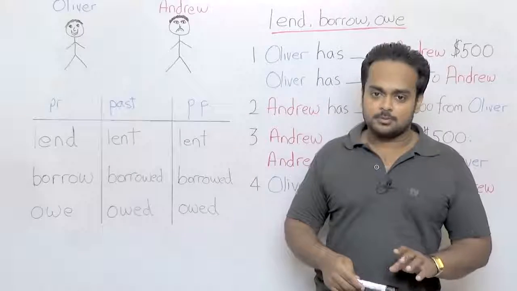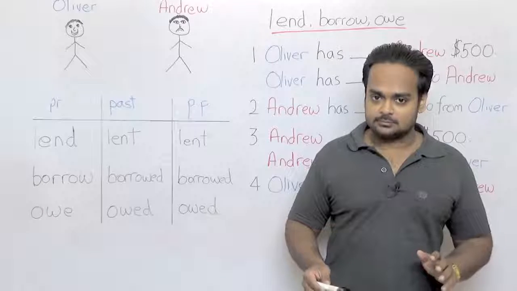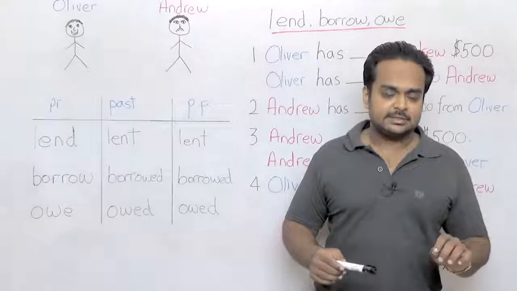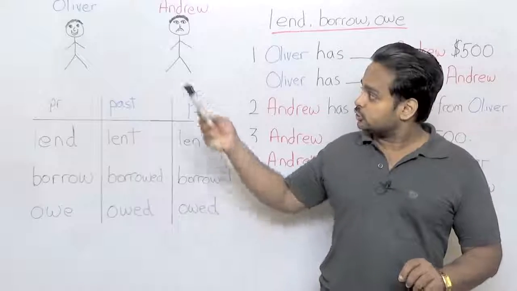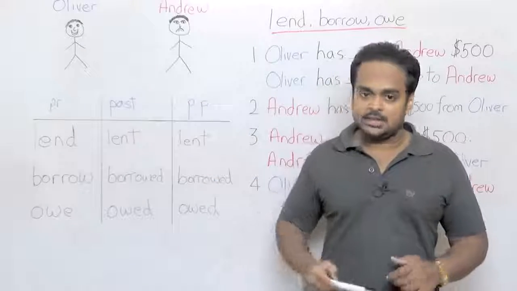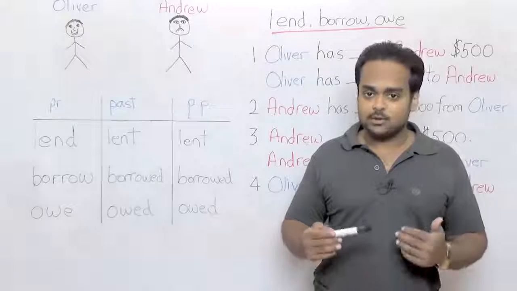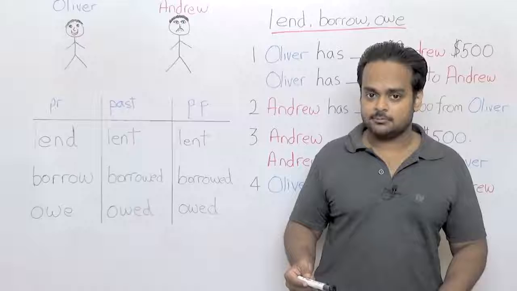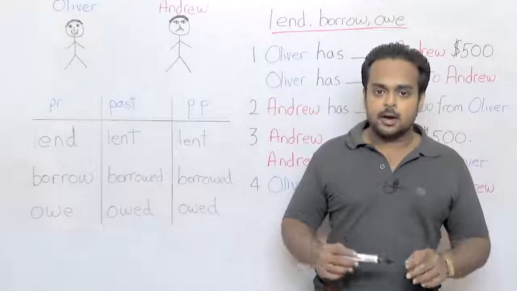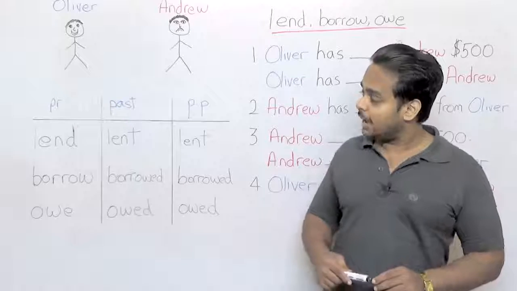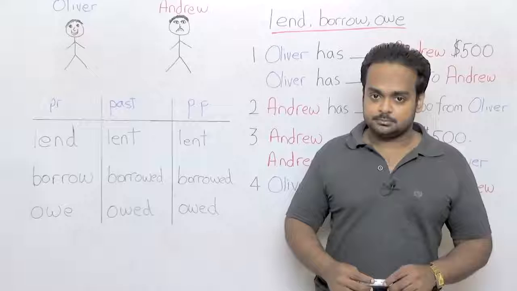As you can see from the pictures, Andrew is feeling a little sad today, and that's because he is in some urgent need for money. So Andrew goes to Oliver and he says, "Hey Oliver, I'm in a tough spot. Can you help me out? I need some money." And Oliver says, "Sure, pal. How much money do you need?" And Andrew says, "I need $500."